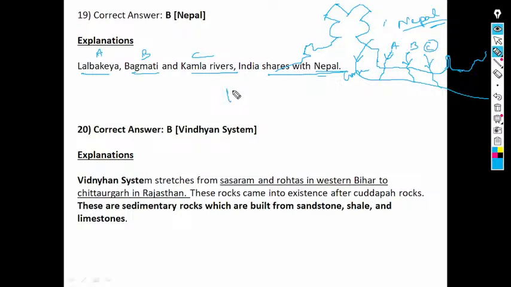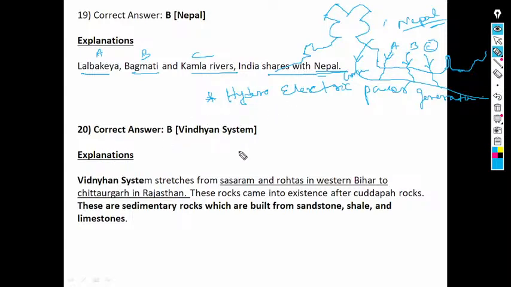Hydroelectric power generation, particularly, India is doing hydroelectric power generation on the Lal Bakeya, Bagmati and Kamla rivers. The Nepal and India governments are harnessing the power of these rivers. Bilateral relations between both countries are good, and they also have trade exchanges in terms of power transfers.